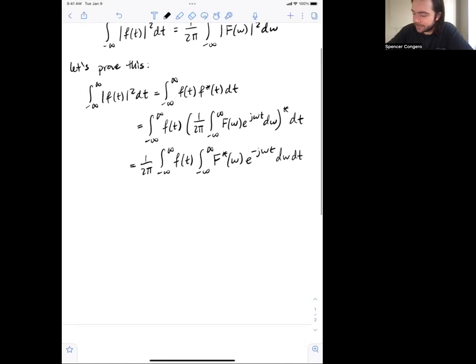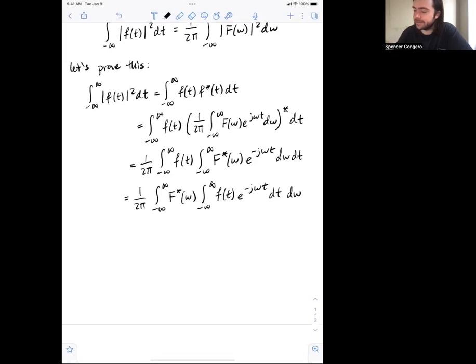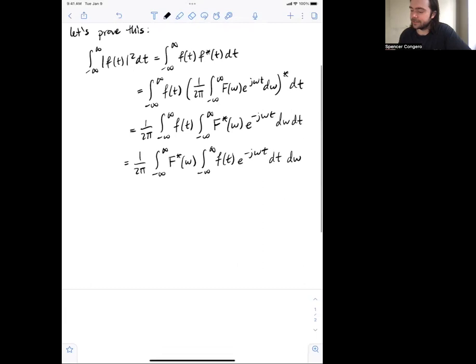Now what am I going to do? Now I'm going to flip the integrals. So now this one is going to be the d omega one, and the inner one will be the dt one. And so when I do that, I can bring this f conjugate of omega term out. And what am I left with? I'm left with the integral of f of t e to the negative j omega t. And now remember, I flipped these integrals, so this is going to be dt and then d omega. Everything there looks good.